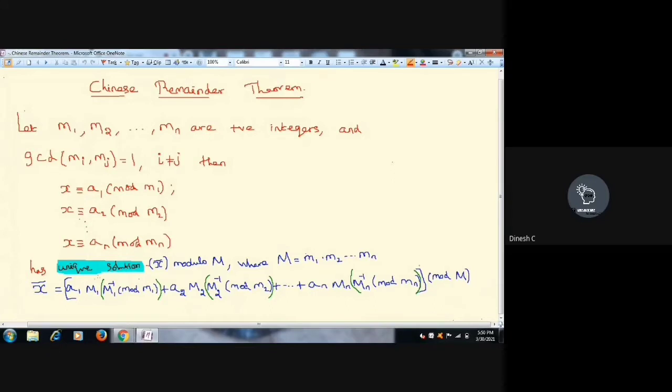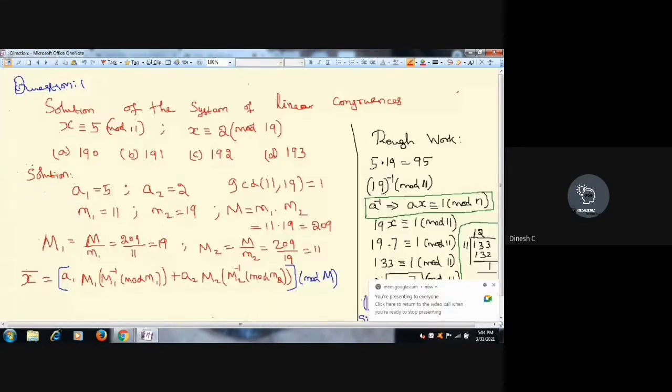If you solve the equations, you get a unique solution x bar mod capital M, where capital M is the product of the small mi values. The unique solution equation is given here. If we use the equations, we get a unique solution.